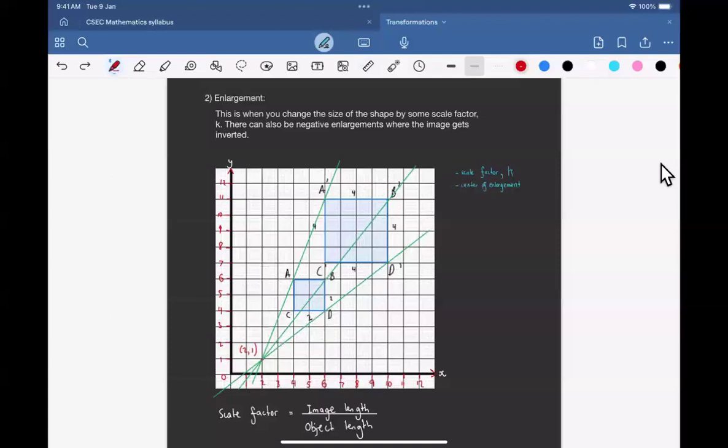Ooh. Yeah. So some of this diagram will only have it.